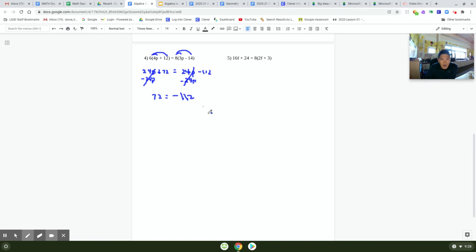So this is kind of a special case. The variable completely goes away. And then what we're left with is an untrue statement. 72 is definitely not equal to negative 112.